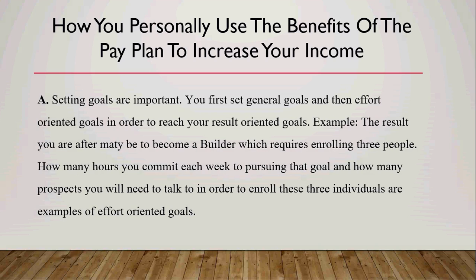First off, setting goals is important. The first thing you do is set general goals. You first set general goals and then effort-oriented goals in order to reach your result-oriented goals. Here's an example of how this works. The result you're after may be to become a builder, which requires enrolling 3 people. So how many hours you commit each week to pursuing that goal and how many prospects you will need to talk to in order to enroll these 3 individuals are examples of effort-oriented goals.